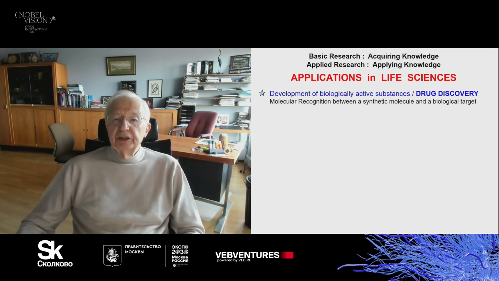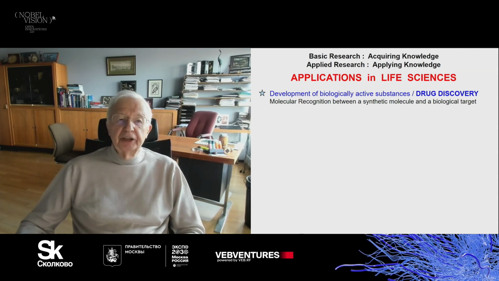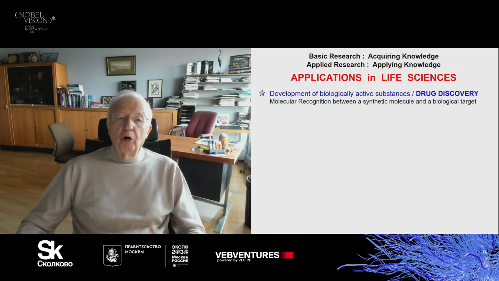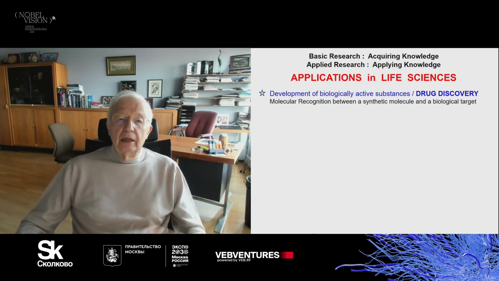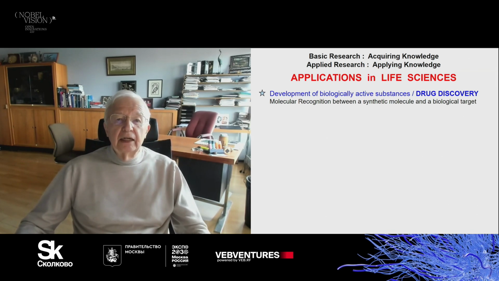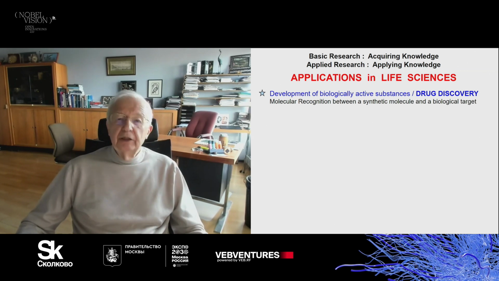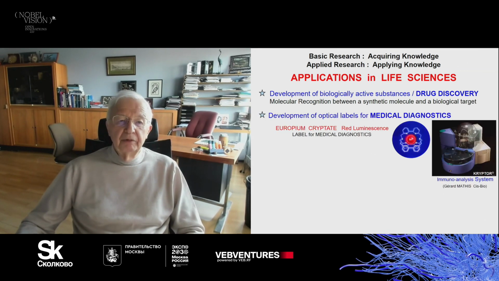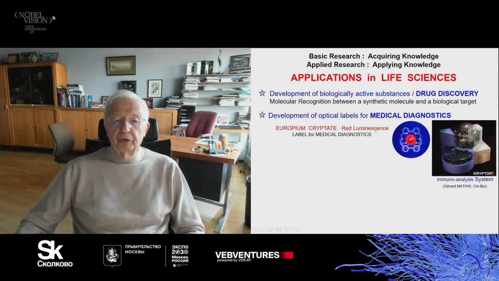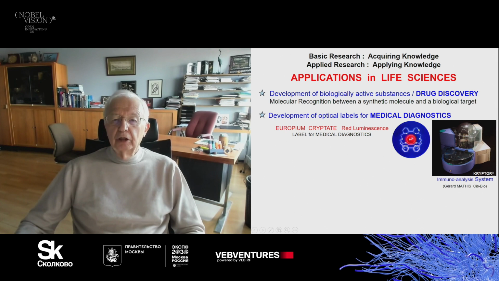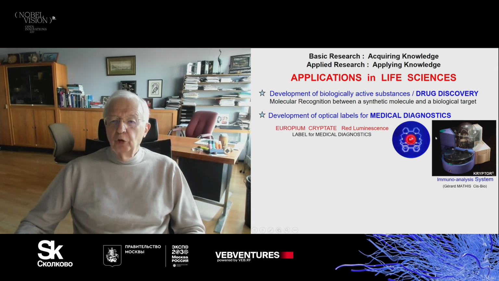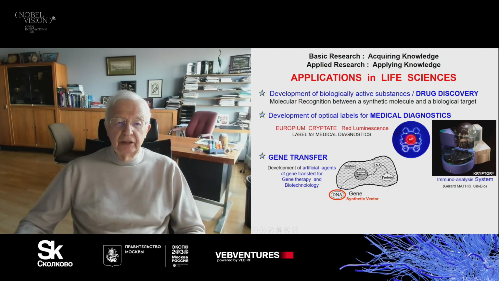Biologically active substances can be discovered. This is drug discovery, and they depend on molecular information. They depend on molecular recognition, because a drug, a pharmaceutical compound, is a synthetic molecule which is designed for a biological target. We have also made a unit, which you see here, a sort of a red luminescent molecular species, which has been used for developing medical diagnostics apparatus, shown here on the right.